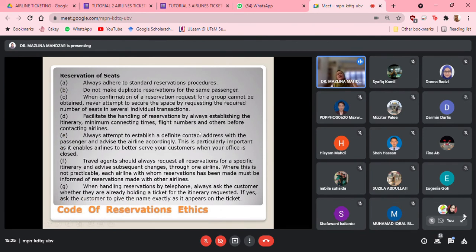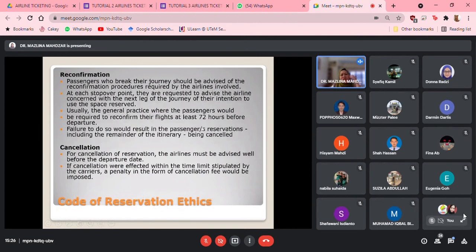Okay, and the last part yang kita belajar tadi is some of the ethics that we have in reservation, do not make duplicate booking, adhere to the minimum connecting time, kan? And then you need to reconfirmation for breaking journey more than 72 hours, for cancellation, you have to make sure regarding this information regarding if let's say you are buying ticket ataupun passenger who wishes to buy the most cheapest ticket, so there are so many restriction that is attached to the ticket, kan? Jadi benda-benda ni yang you kena maklumkan untuk to give better understanding.